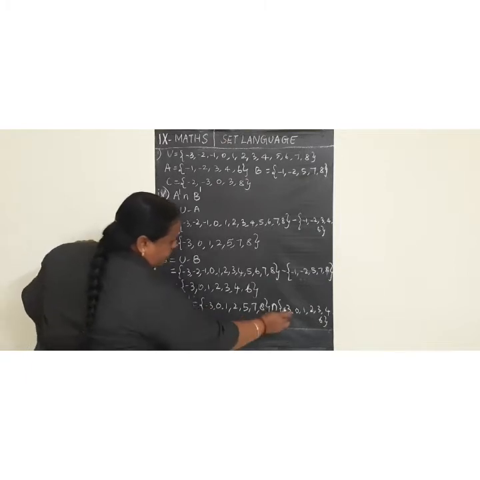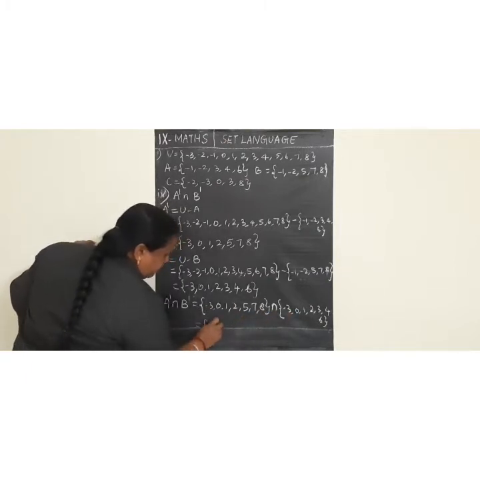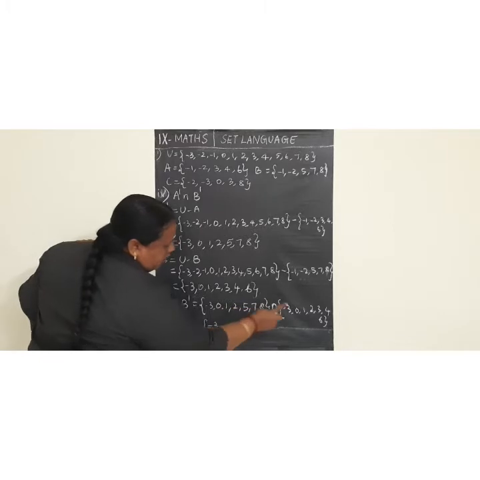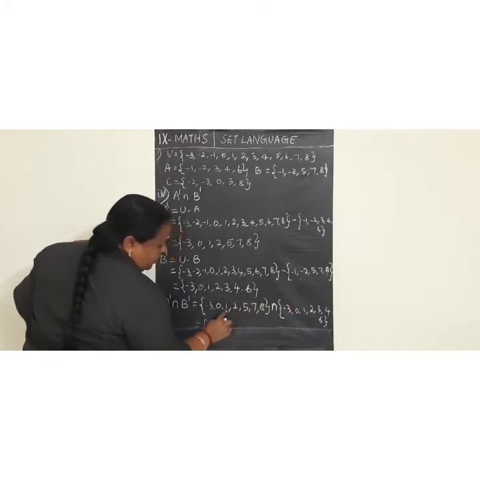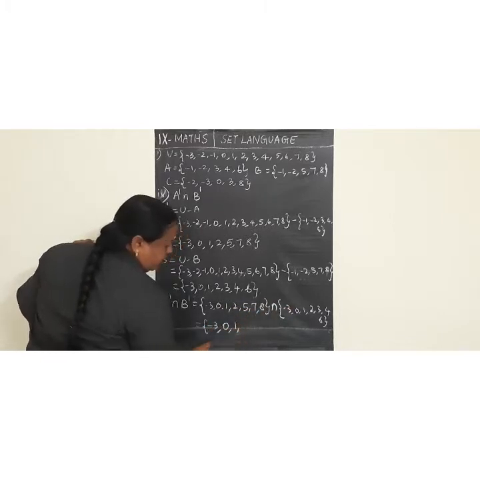Minus 3 is there in both the sets. So first minus 3. Next, 0 is there in both the sets, so 0. Next element is 1. 1 is also there, so we have to write 1.